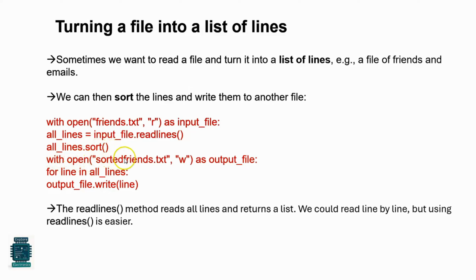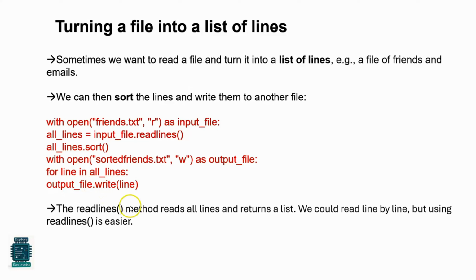With open('sortedFriends.txt', 'w') as output_file, which means write mode. Here it creates and opens sortedFriends.txt for writing. For line in all_lines, it starts a loop to go through each sorted line. After that, output_file.write(line). Here it writes the current line to the new file.